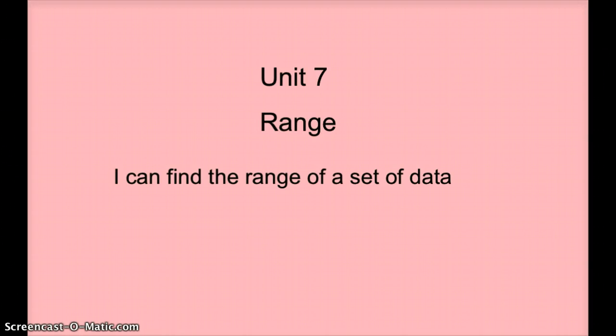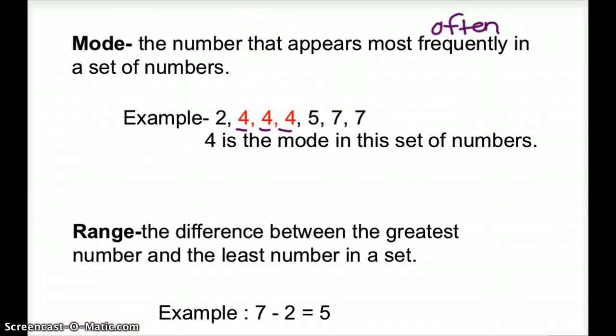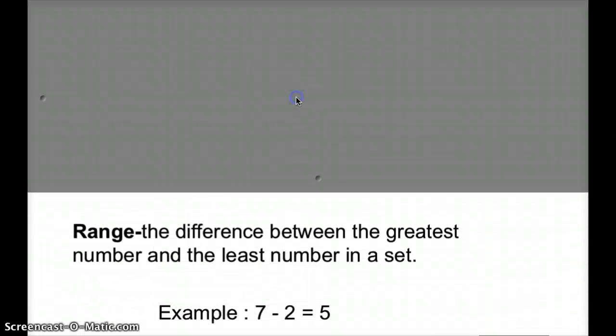You have a vocabulary word to write today, and it is range. Range is the difference between the greatest number and the least number in a set. So, for example, if your greatest number in a set was 7 and the least number in the set was 2, then your range for that set of data would be 5.